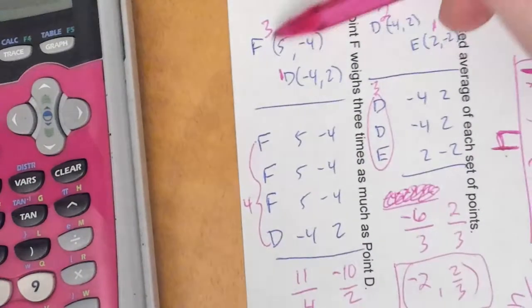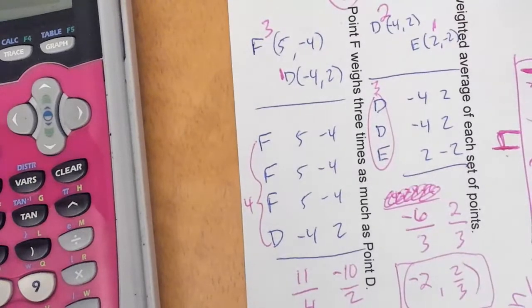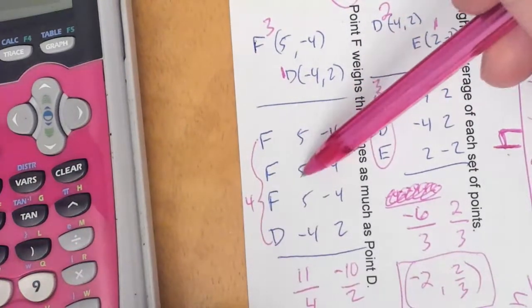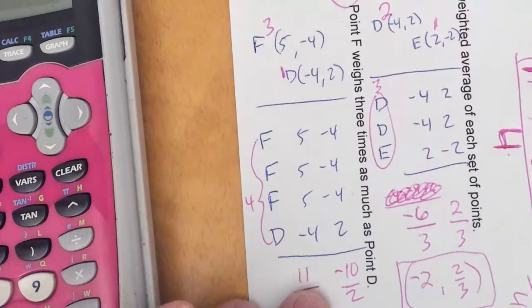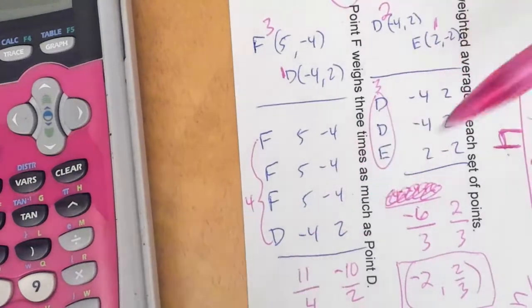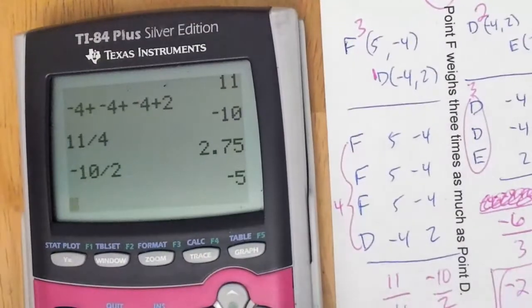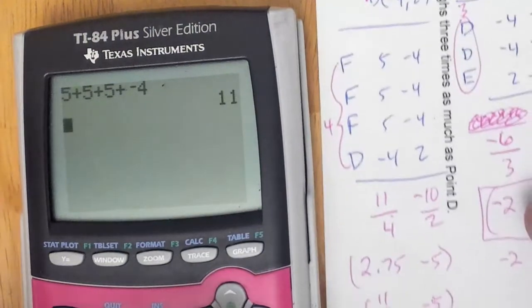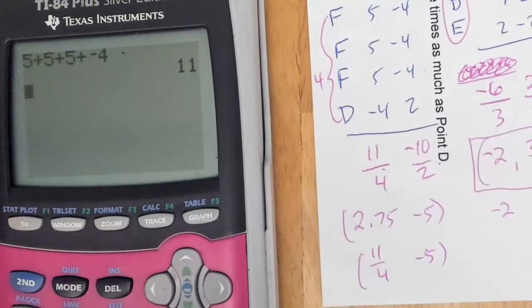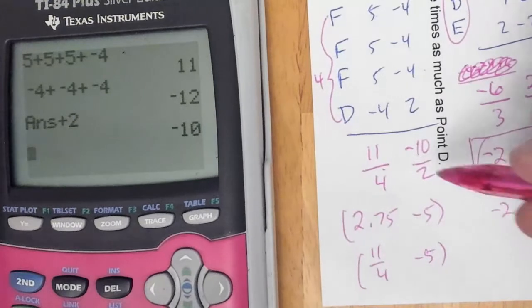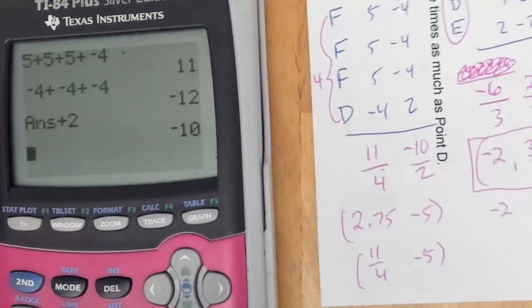So let's see. We have F was at 5, negative 4. Double checking everything. 5, negative 4. Yep. And we said that F, there was 3 of them. 5, negative 4, 5, negative 4, 5, negative 4. And then we also had D at negative 4, positive 2. And I'm double checking all my counts. So we have 5, 5, 5, and negative 4, which is positive 11. That checks out. And then we have negative 4, negative 4, negative 4, which is negative 12, plus the 2, we got negative 10.